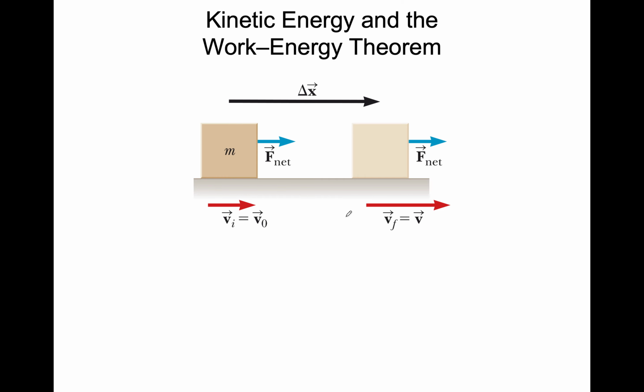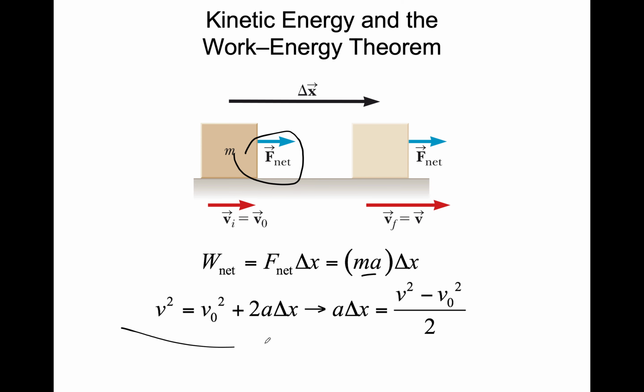Now, suppose we have object m. The net force acting on it is F net. Then what's the acceleration? Acceleration is F over m, right? Now, it accelerates from an initial velocity v0 to a final velocity v. How much work is done by this net force? The work done is always F net times delta x. And from Newton's second law, we know the net force equals ma.